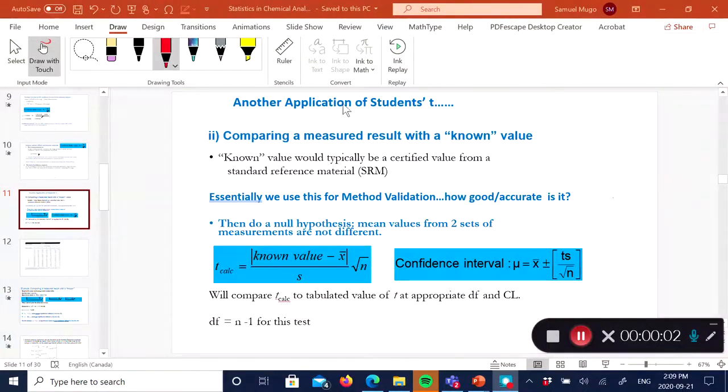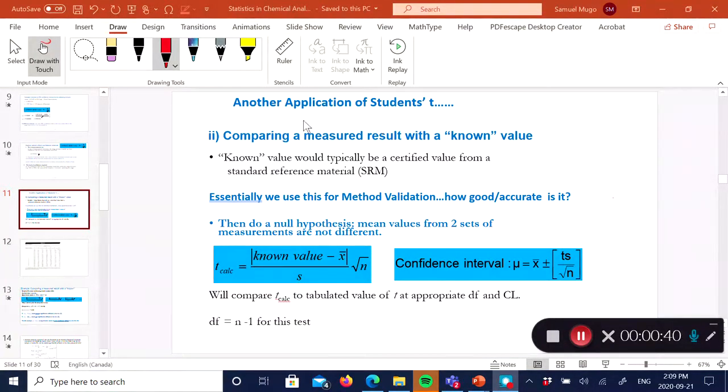Another application of the student's t, other than what we talked about in the last lecture. In the last lecture we said one application of the student's t is to confirm, using the confidence interval equation, where the true value lies. The confidence interval equation has been repeated here. But another application of the student's t is to compare a known value to a measured value and confirm if they are very, very close.